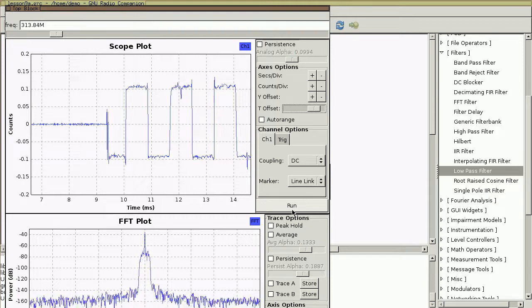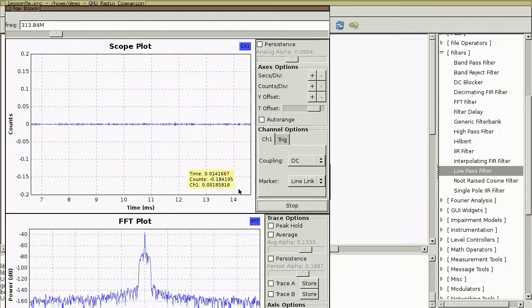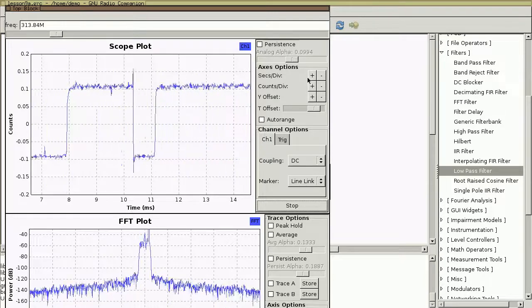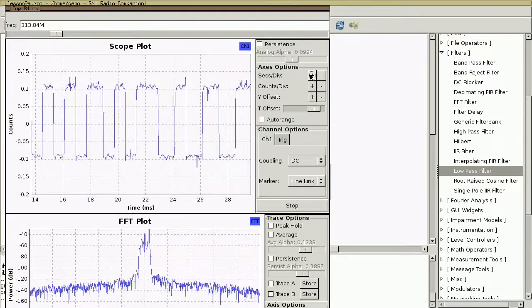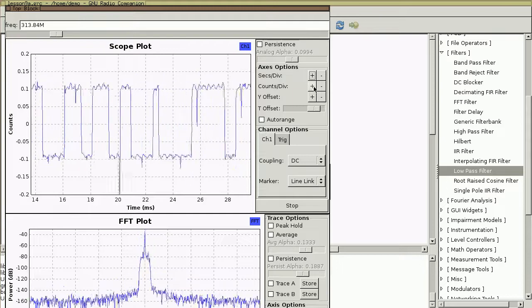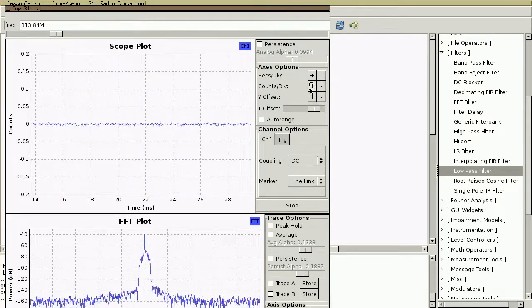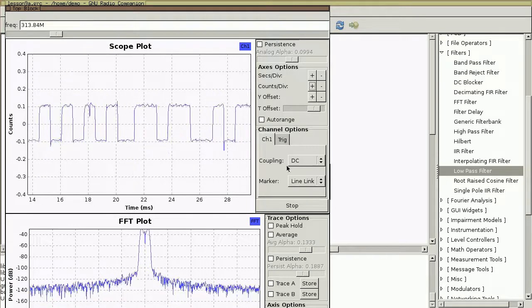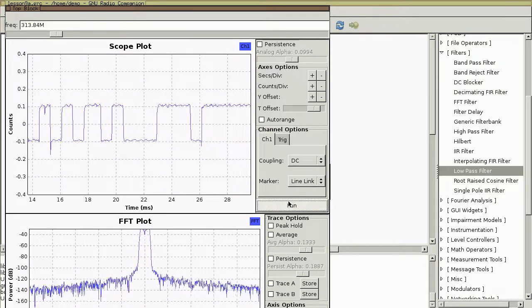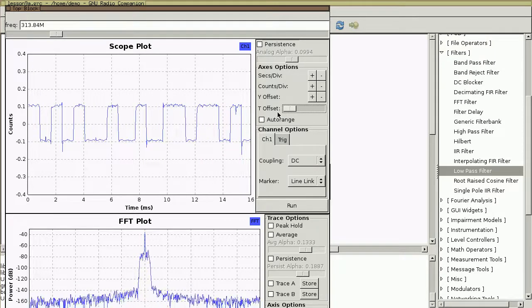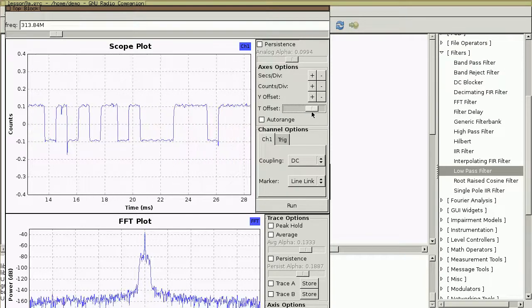Let's try this a little bit more. I'll run it some more and press the button some more. And I'll increase my seconds per division a little bit, and my counts per division, maybe increase that a little bit. And we should be able to see that, look at that. Over time, we can clearly see bits being transmitted. Sometimes the frequency is low, sometimes it's high.